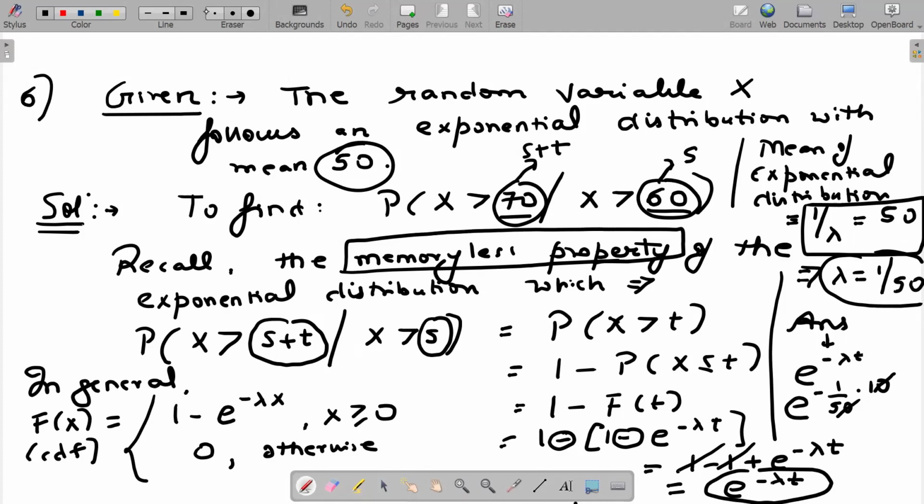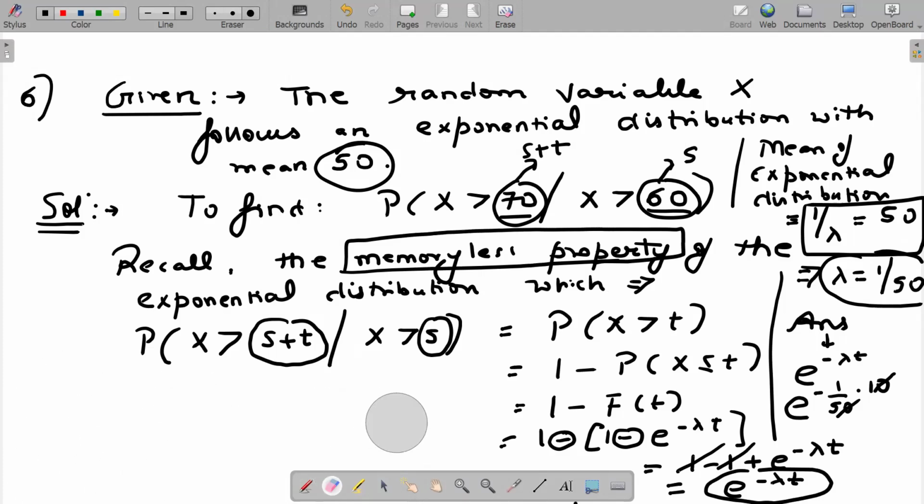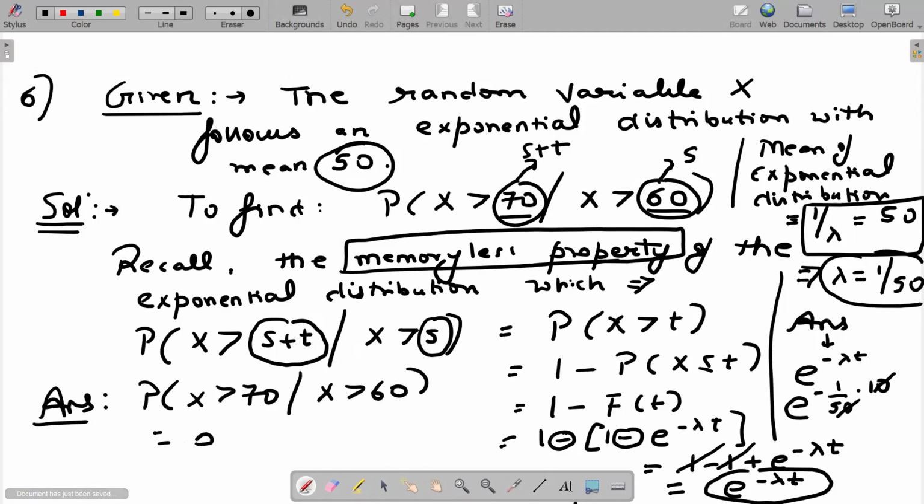I can write it here, if I erase this portion off. My answer is finally that the probability of x greater than 70 conditional on x greater than 60 is e to the power minus 1 over 5. I'm repeating how we solved it. We simply use the memoryless property: the probability of x greater than s plus t conditional on x greater than s is the probability of x greater than t, which is 1 minus the probability of x less than or equal to t.